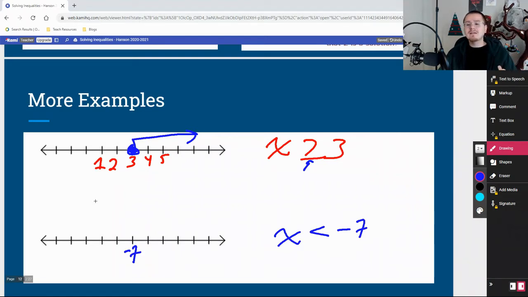Now with negatives, guys, somebody always messes this up. When you go to the left, you get more negative. When you go towards 0 to the right, you get more positive. So the numbers get smaller as you go to the left, and they get bigger as you go to the right. So in this case, you ask yourself, okay, where's my solution, where's that middle point? And it's at -7, so I'm going to put a circle. Then I look at the symbol. Is it greater than or equal to, or less than or equal to? And it's not. So this remains open because -7 is not a part of the solution. Now am I going to the right or to the left? To the left all day.